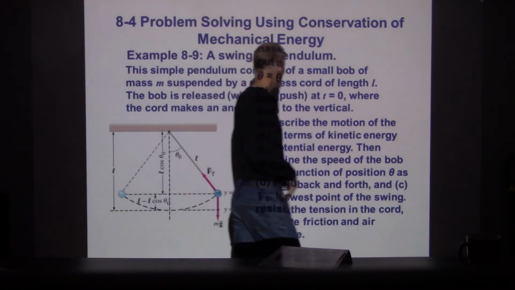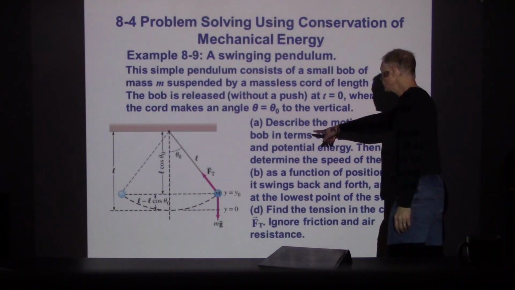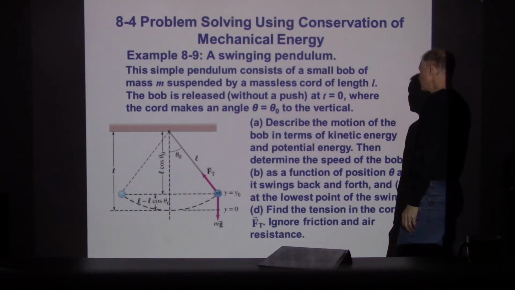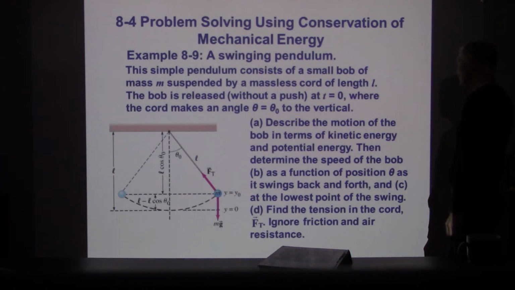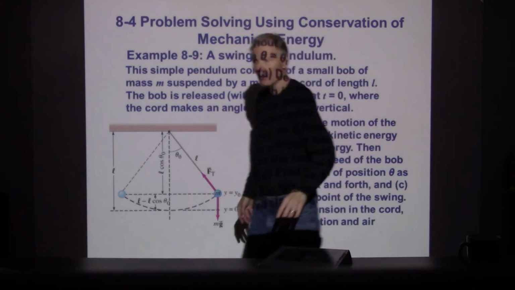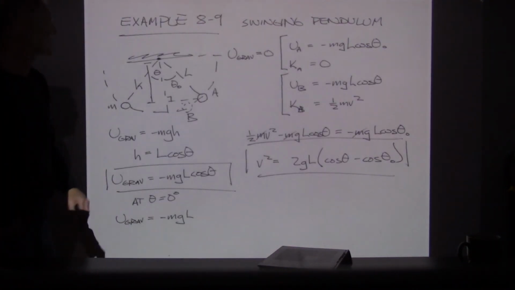So what they're saying is part A, describe the motion of the pendulum bob in terms of kinetic and potential energy, and then determine the speed of the bob as a function of position as it swings back and forth. Find the tension in the cord. So a lot of stuff they want us to do here. Let's go ahead and get started.